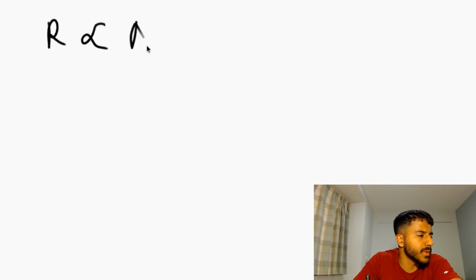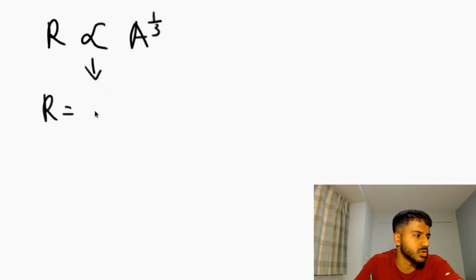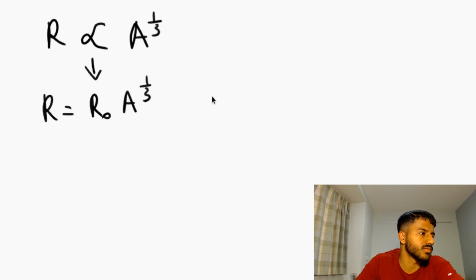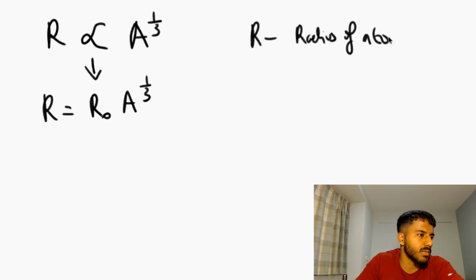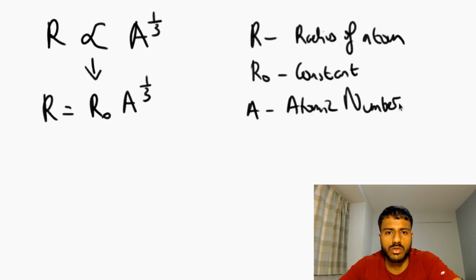Now what we can actually find out is that the radius of our atom is directly proportional to the atomic number to the power of 1 over 3. And as you know, we can change this directly proportional sign to an equal sign by saying that r is equal to r naught, which is a constant, times A to the power of 1 over 3. So r here is the radius of the atom, r naught is a constant, and A is your atomic number. And this is basically the number of protons in the atom.